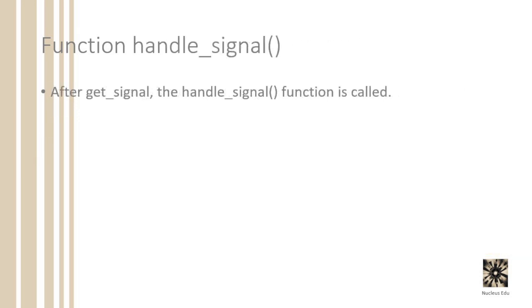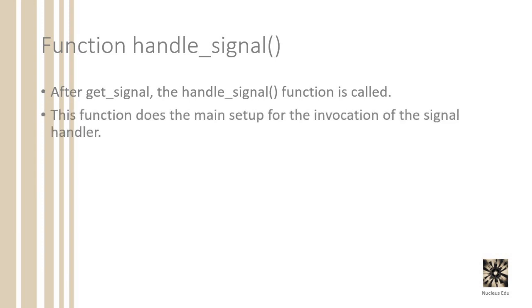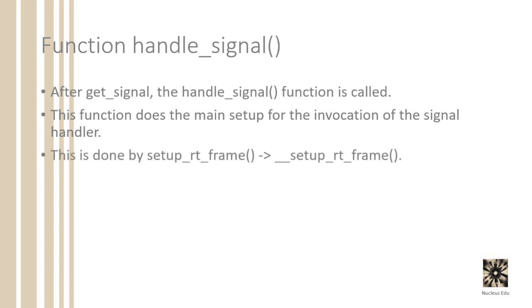So as I said, after getting the signal from the queue, either a synchronous or an asynchronous one, the next thing that is done is the handle_signal function is called. So this function basically does the main setup. It calls functions that do the main setup for invocation of the signal handler that we just saw, and this is done by these two calling chains called setup_rt_frame, which then calls __setup_rt_frame.